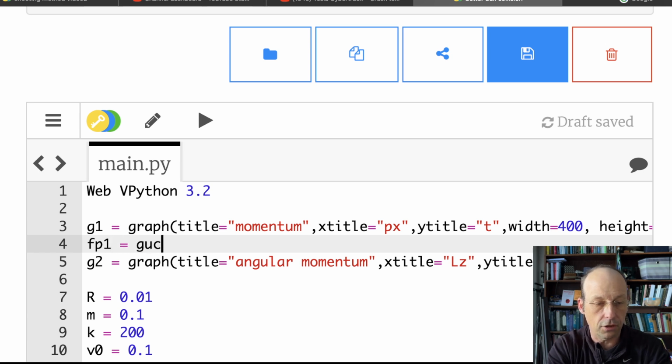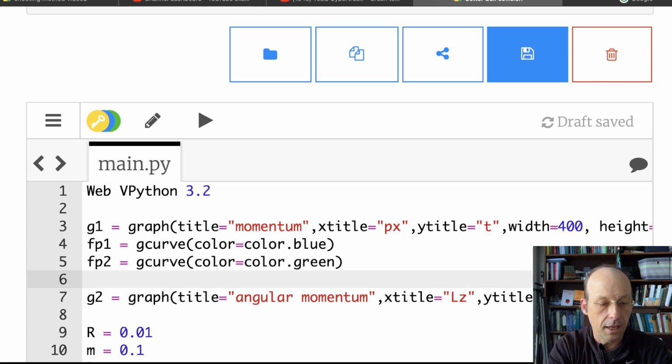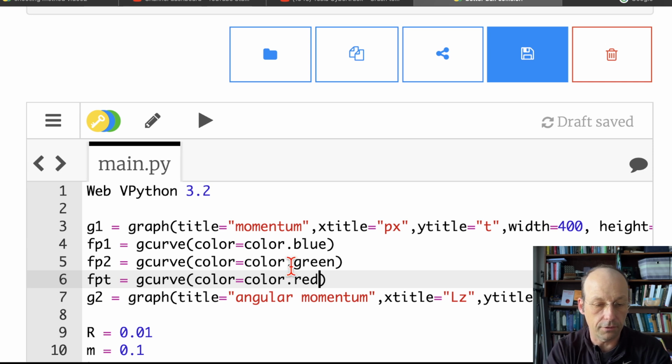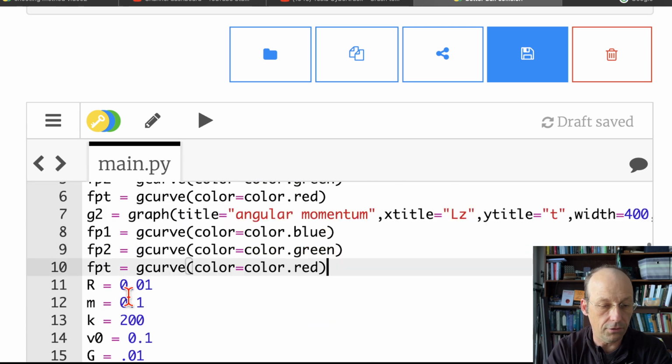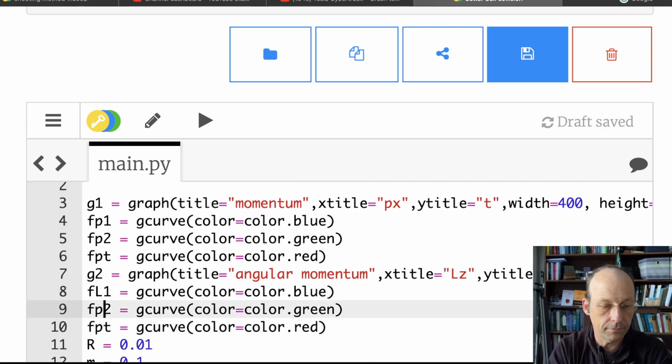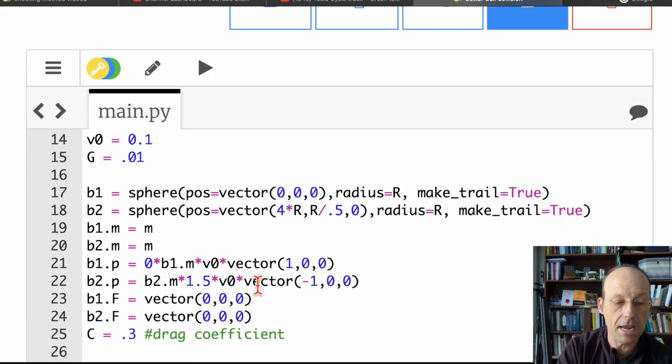I'm just going to call this FP1 G curve. Color equals color dot blue. FP2, this is for momentum. G curve, color equals color dot green. And then FP total, G curve, color equals, I'm not going to put labels on them, color dot red. We can figure that out on our own. And then I'm going to make the same thing under here, but I'm going to call these L1, L2, L total.